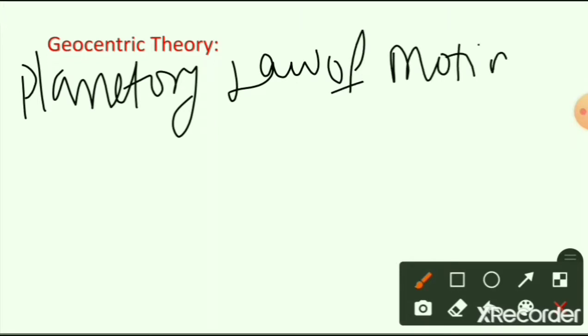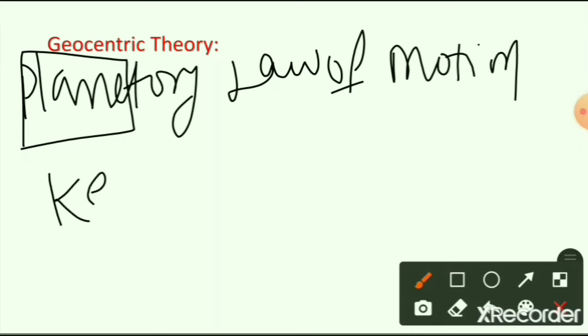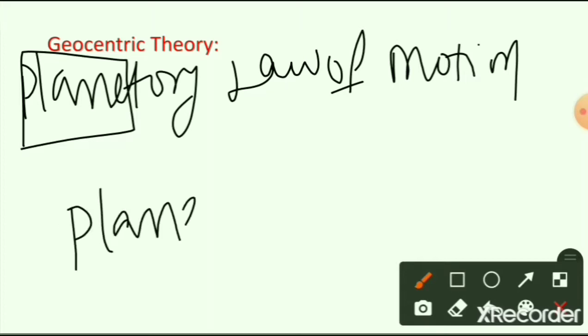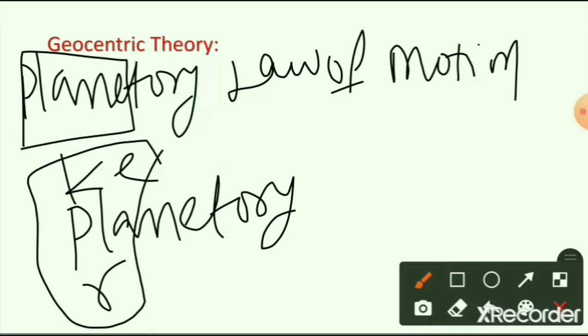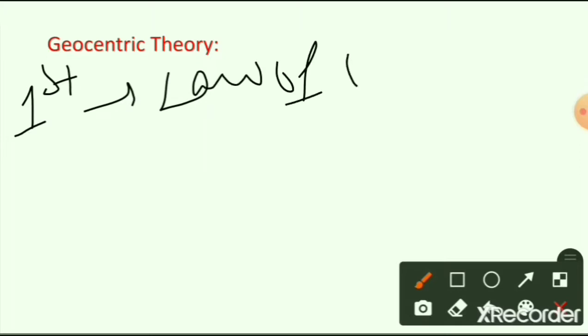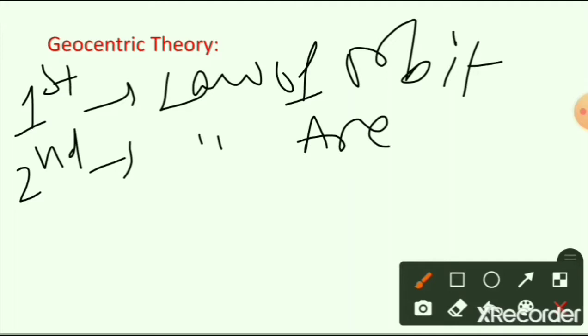Laws of motion, planetary, proposed by Kepler. First law is the law of orbit. Second law is the law of area. Third law is the law of time period.